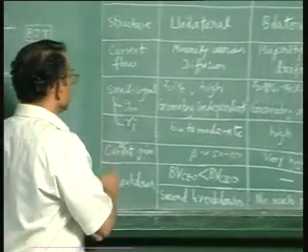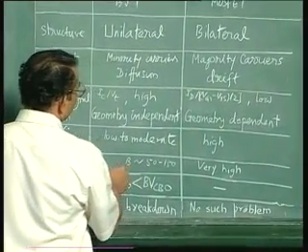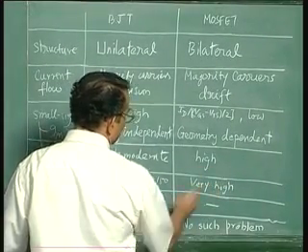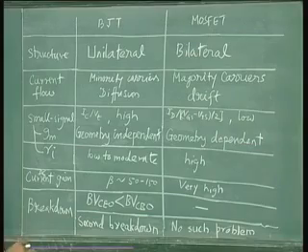In the case of BJT, the current gain from base to collector is 50 to 150, whereas it is very high in the case of MOSFET because there is really no input current into the gate.